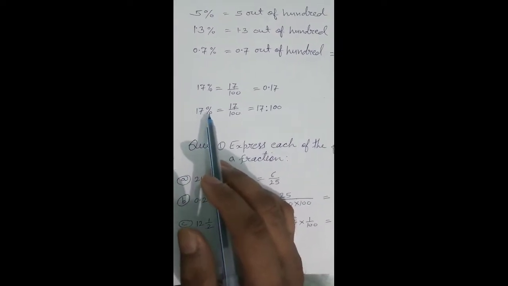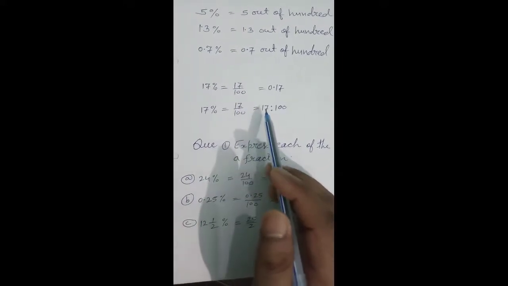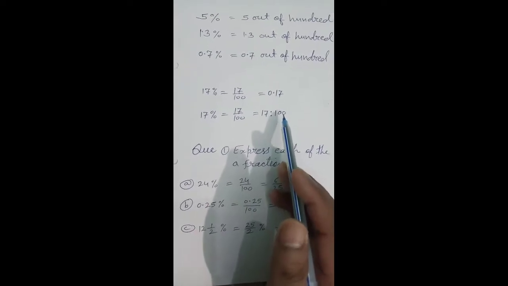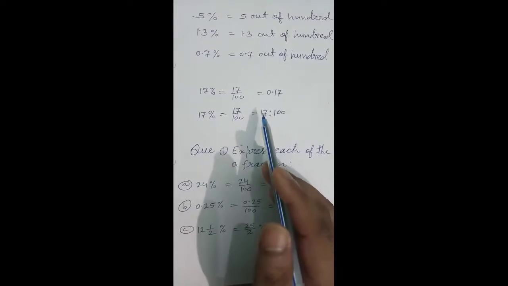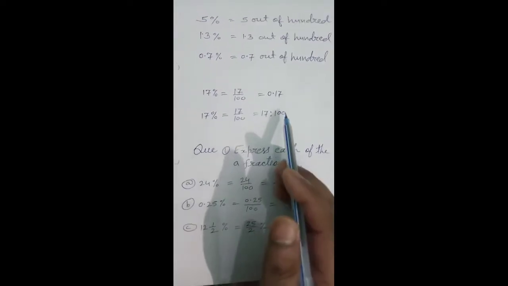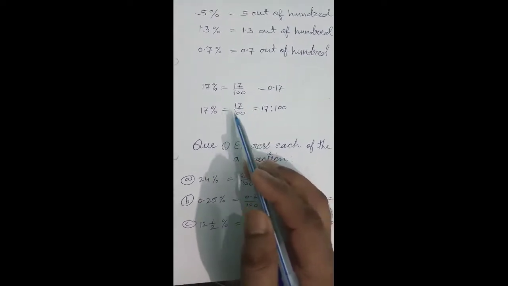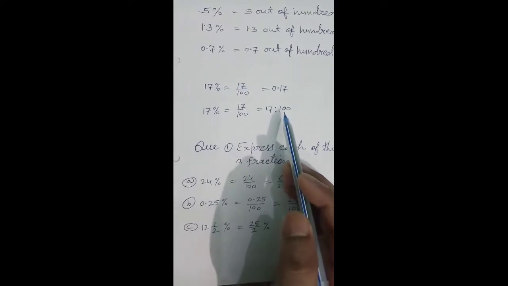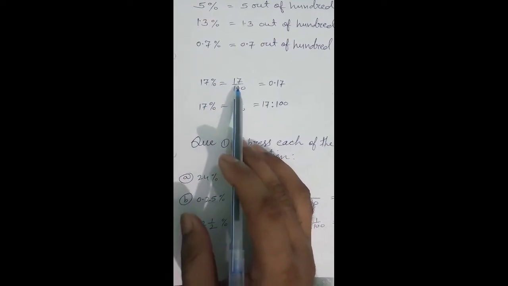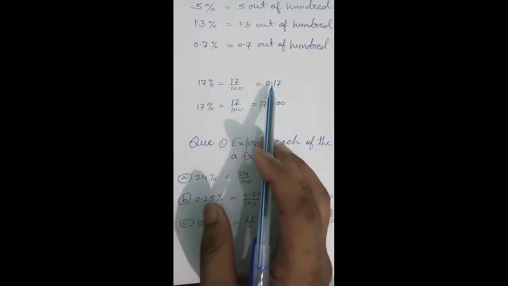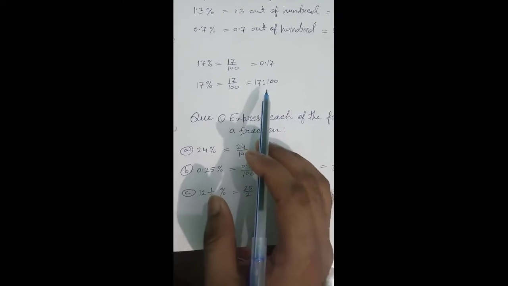Similarly, a percentage can be converted into a ratio also. See how? We know that 17% means 17 upon 100, and 17 upon 100 can be written as 17 ratio 100, because we have studied that a ratio can be converted in the form of a fraction, where the first number becomes the numerator and the second number of the ratio becomes the denominator. So 17 upon 100 can be written as 17 ratio 100. Understood? You have noted that a percentage can be converted into a fraction, a decimal, and a ratio. Now we will solve some questions.